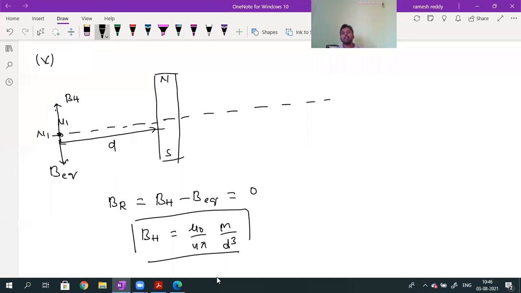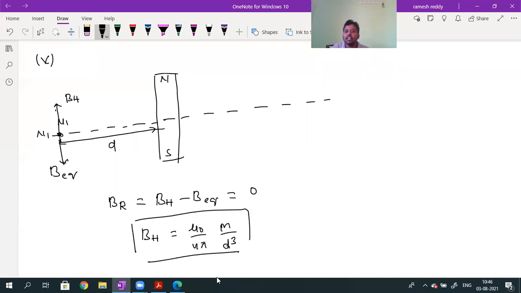I consider a bar magnet with the north pole placed towards the geographic north. The null point will be obtained on the equatorial line. Let me call N1 the null point, which is at a distance d from the center of the bar magnet. At this null point, BH and B equatorial are equal in magnitude and opposite in direction, so the resultant magnetic field will be equal to 0. Then BH equals B equatorial, which is mu naught by 4 pi into M divided by d cubed. Is it clear? I consider this point N1 as a null point.